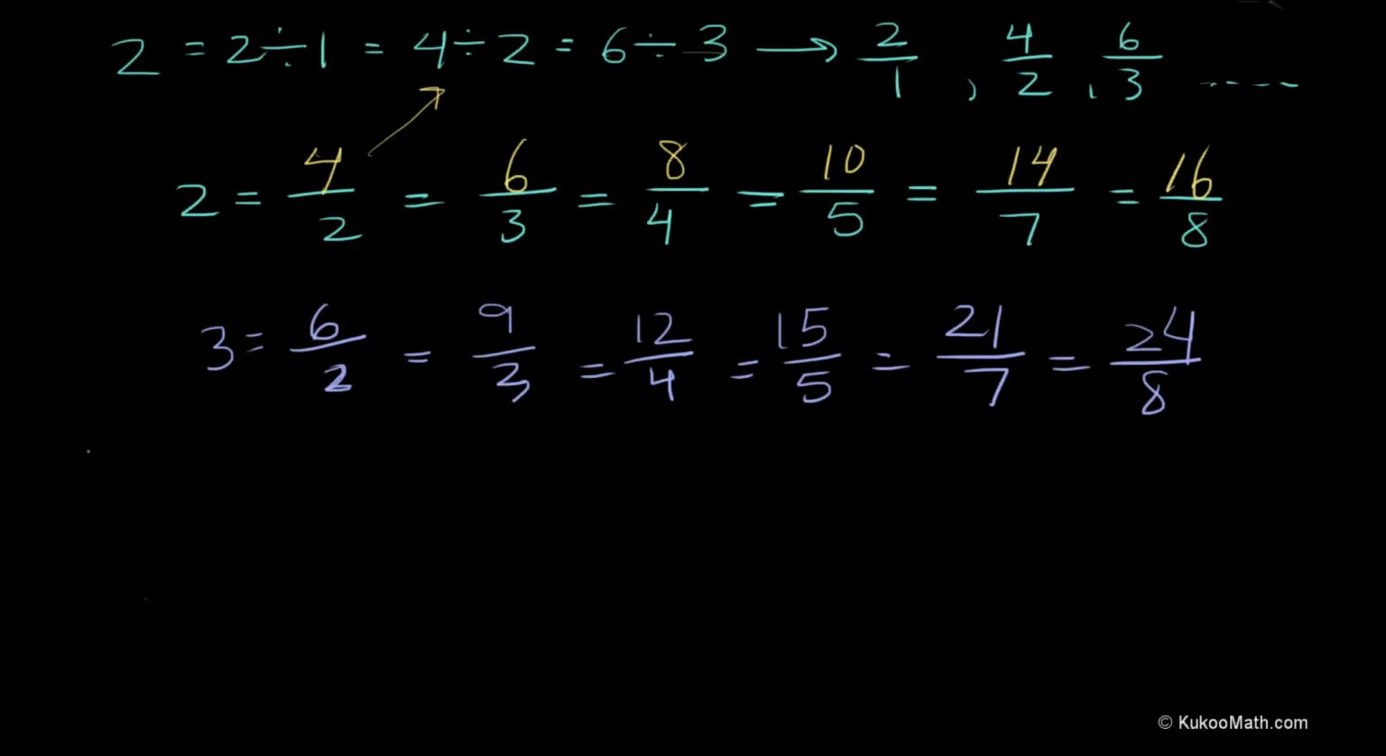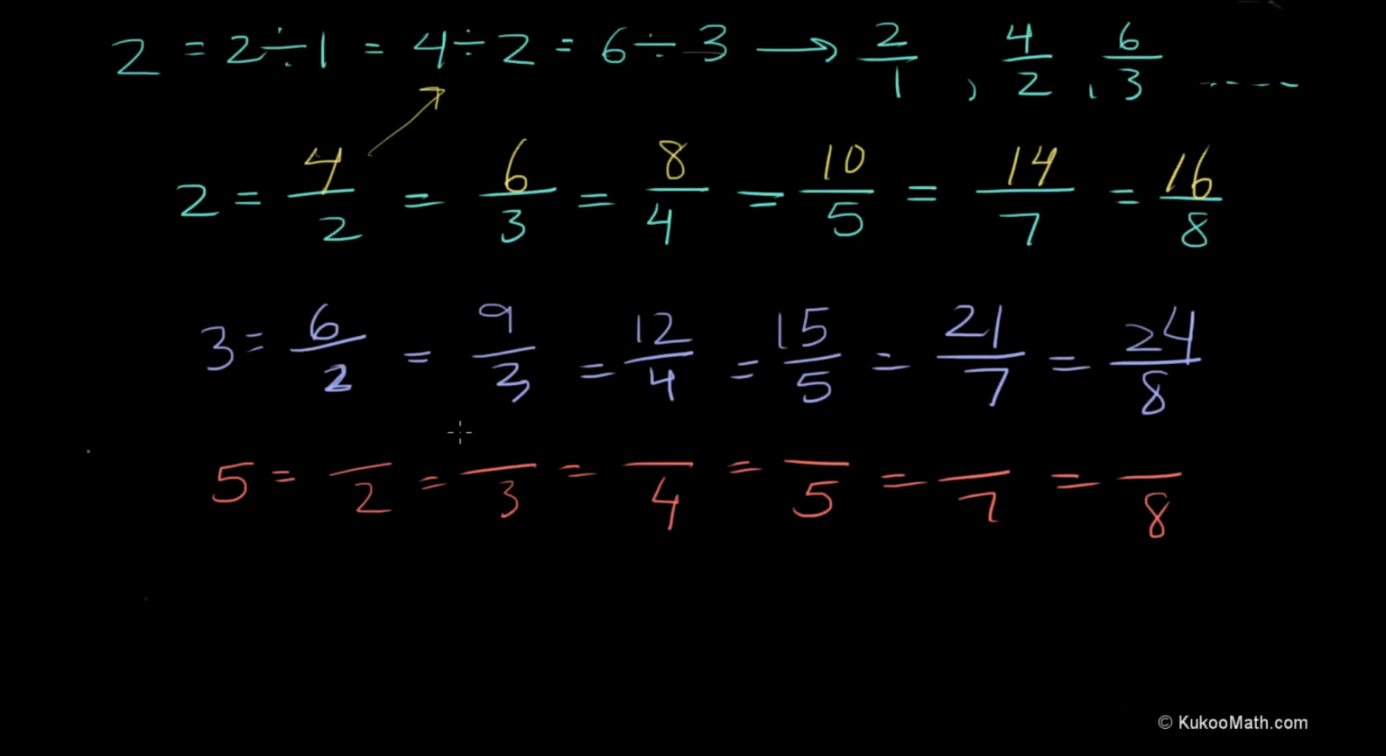Now let's try it again for the number 5. How would we fill these numerators out if we wanted to have equivalent fractions, equivalent improper fractions, with these denominators? For the denominator of 2, the way we would do it is multiply 2 by 5 to find the numerator. So that's 10.